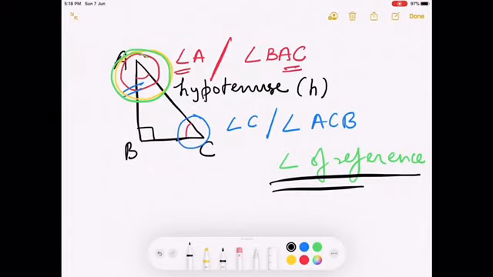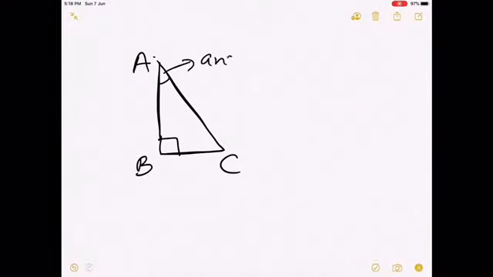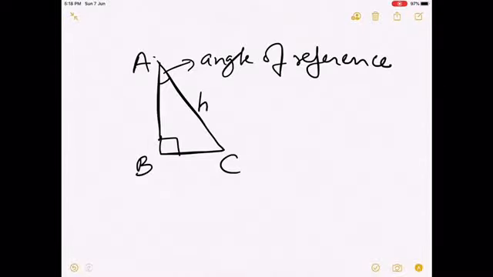Okay, so now let us just go back to this triangle once again. We will again consider the same triangle ABC. Now if I am considering angle A here, then angle A becomes the angle of reference. I am calling this the angle of reference. Now as I told you, the side opposite to the right angle is called the hypotenuse, so we are denoting that by H here.